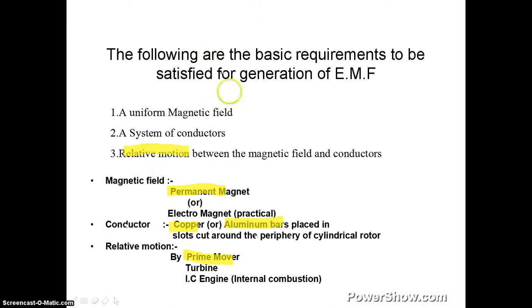The following are the basic requirements to be satisfied for the generation of EMF: a uniform magnetic field, a system of conductors, and relative motion between the magnetic field and conductors. The magnetic field may be from an electromagnet or a permanent magnet. The conductor may be a copper or aluminium bar. Relative motion is provided by a prime mover, turbine or IC engine. The relative motion produces the induced EMF. Either the conductor is in motion or the flux is in motion.